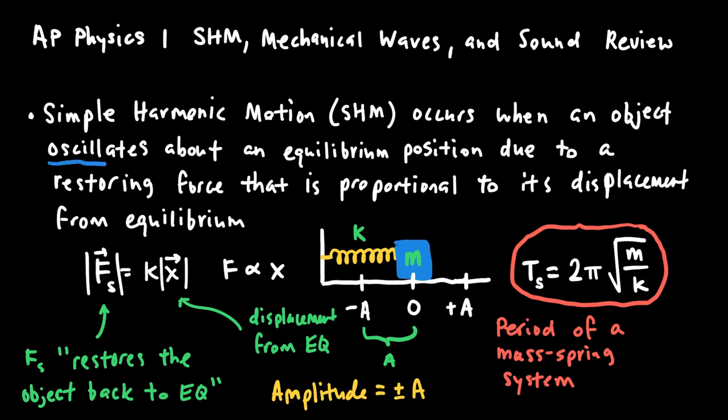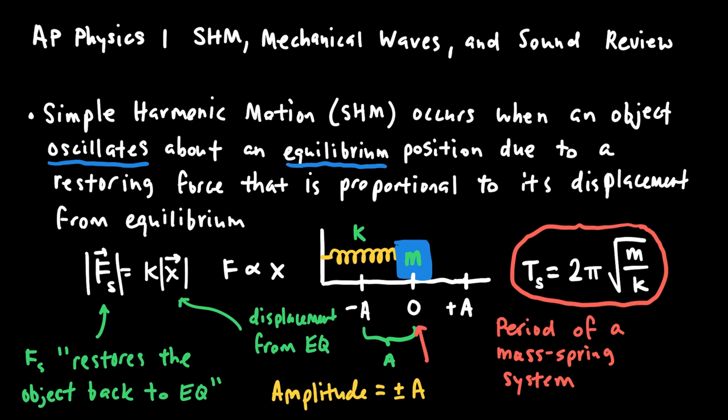First, the object is oscillating, so it's going back and forth. There's a well-defined equilibrium position. So for example, there's a little mass spring system that I've drawn below. The equilibrium position is this middle position which I've labeled 0.